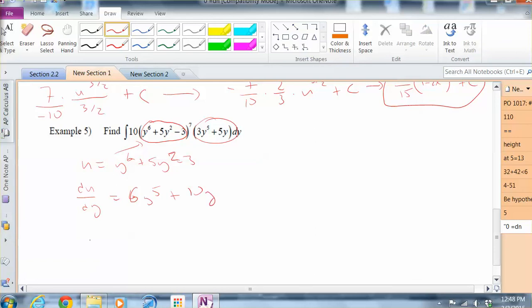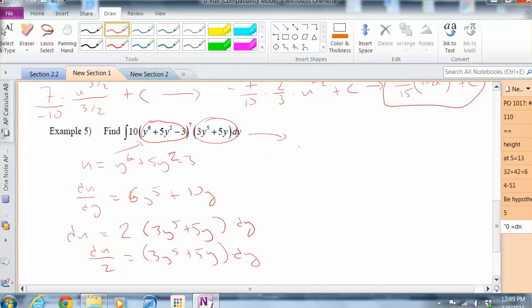10y. If I get a little bit creative, multiply both sides by dy and factor out a 2, I'm not going to factor out a y because I want to substitute for 3y to the 5th plus 5y. So I'm deliberately rewriting this so I can seamlessly substitute afterwards. So now my integral is going to be an integral of 10 times u to the 7th power times du over 2. Or it will be 5 integral u to the 7th power times du.